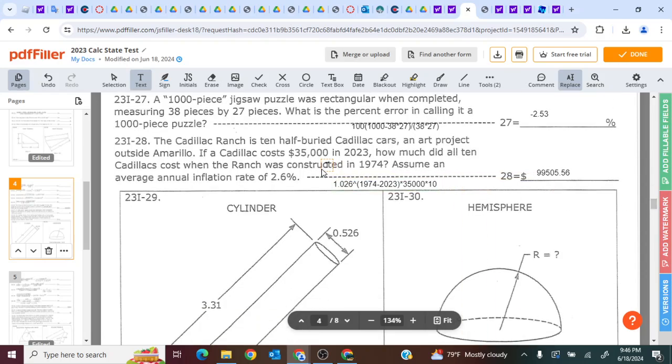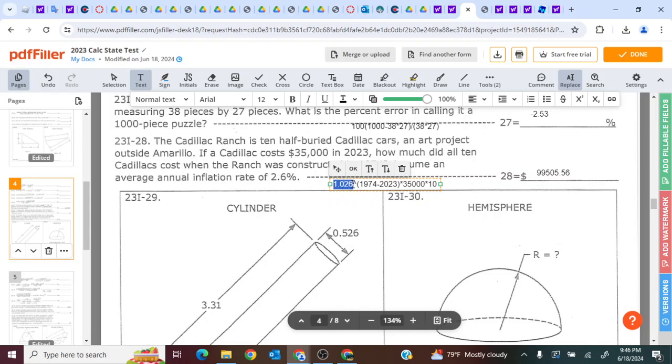28. The Cadillac Ranch is 10 half-buried cars, an art project, and so on. If a Cadillac cost $35,000 in 2023, how much did it cost in 1974? And an annual inflation rate of 2.6%. So that adds up to a number you're going to be powering. Your base for the power is going to be 1.026. Every year it multiplies by that value.